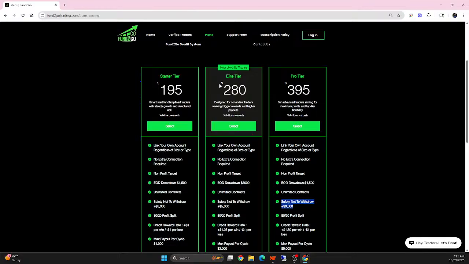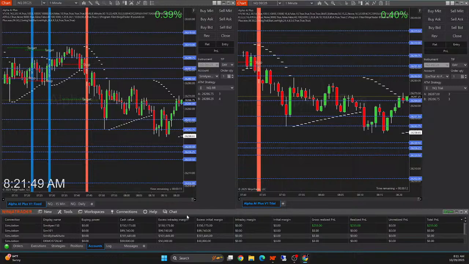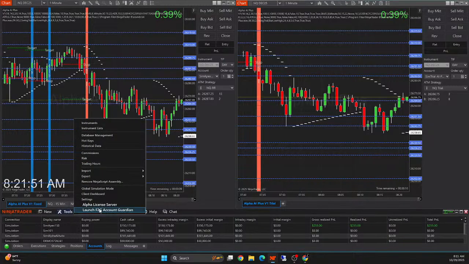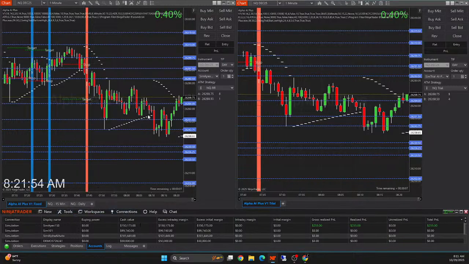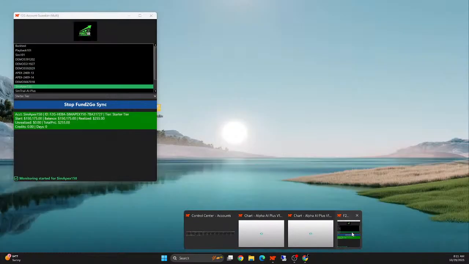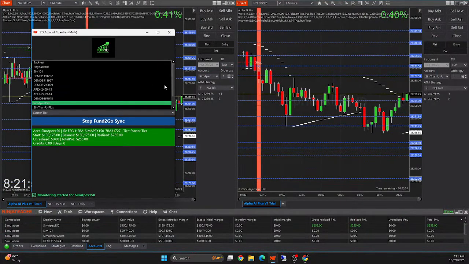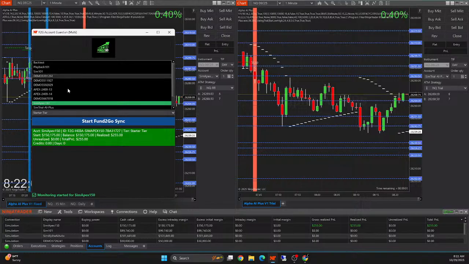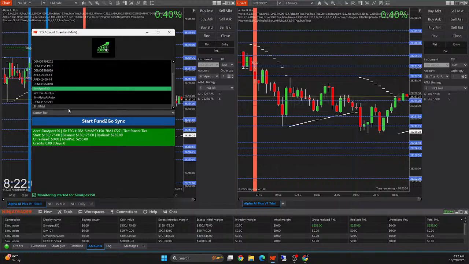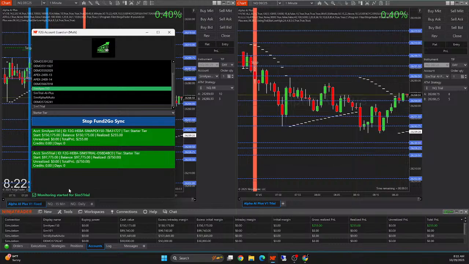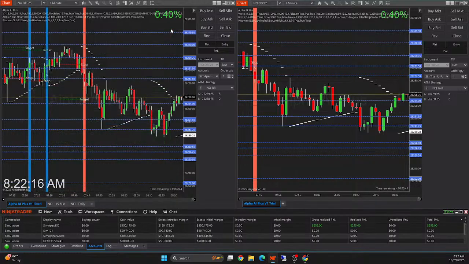So once you've done this, you're going to receive an email to download a software. It's called Fun to Go Account Guardian. This one looks like this. All you need to do is it pops up all your accounts in your NinjaTrader. Pick any one you want. Let's say pick this one here, and then you start Fun to Go Sync. That's it. And then close it. It's going to show you your account start balance, your realized profit, whatever, and then close it. And you're done. That's the only thing you need to do.